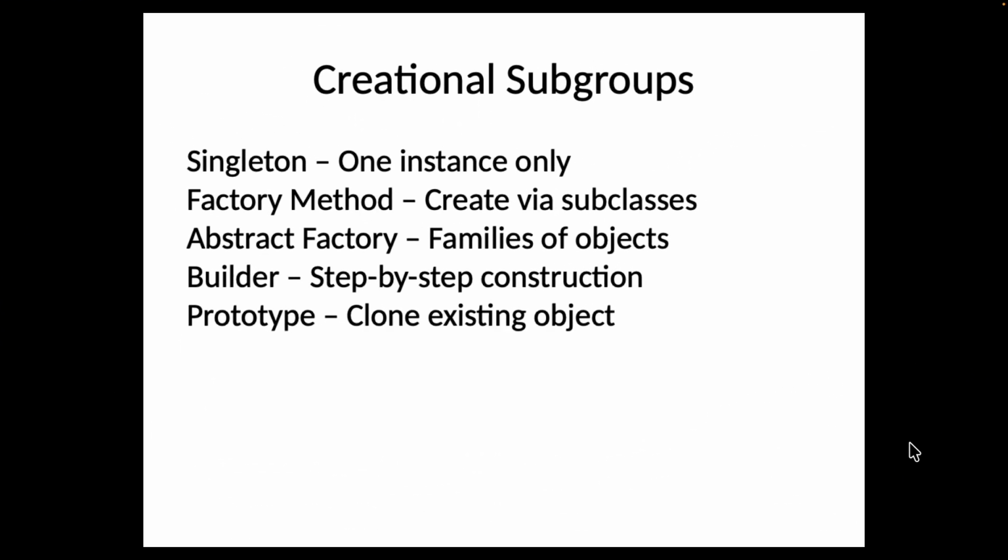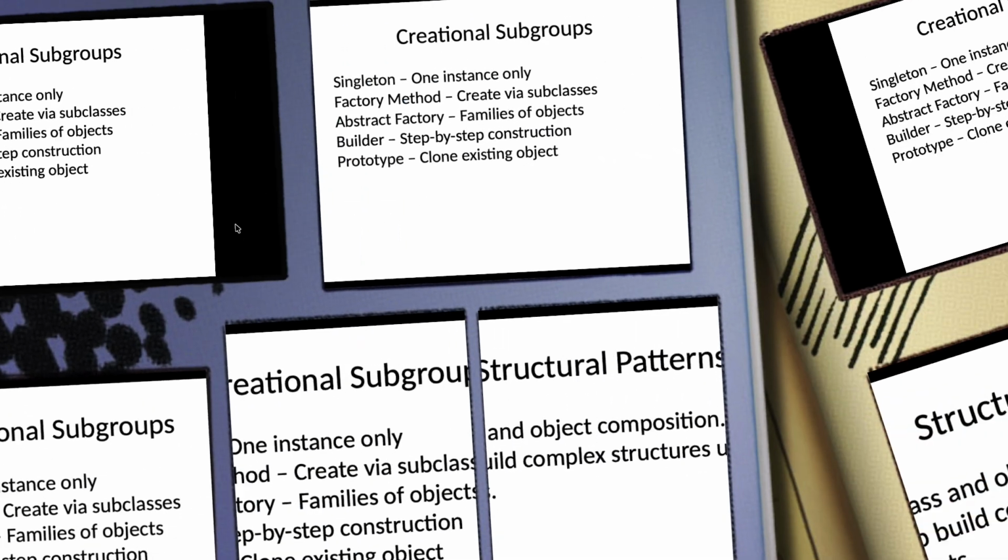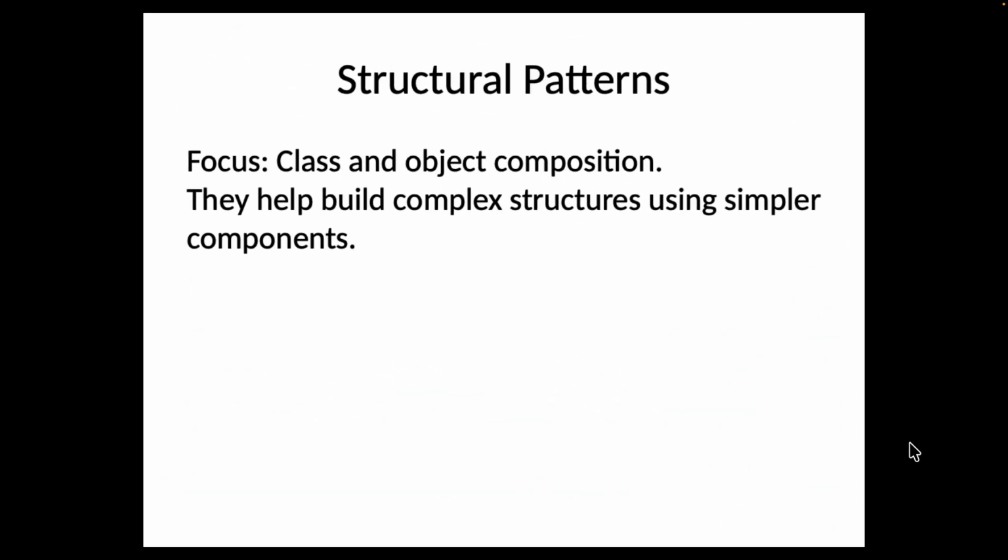There will be subgroups. A subgroup is nothing but the way you are going to create the object. The first is singleton, the second is factory method, and the third one is abstract factory. Fourth is builder, and fifth is prototype. We are going to talk about each one in different, upcoming videos.